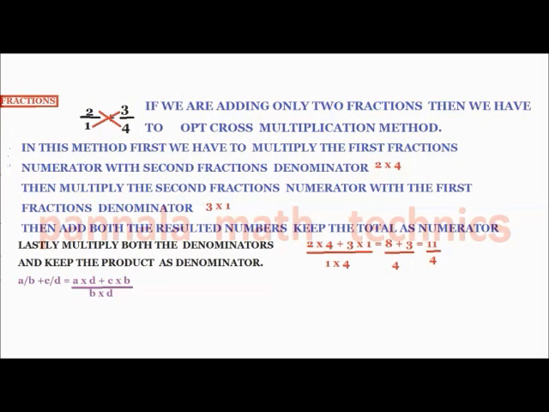In this method, first we have to multiply the first fraction's numerator with the second fraction's denominator, that is 2 into 4. Then multiply the second fraction's numerator with the first fraction's denominator, that is 3 into 1. Then keep the total of both the resulting numbers as the numerator. 2 into 4 plus 3 into 1 becomes 8 plus 3, that is equal to 11. And now the denominator part: multiplication of both the denominators, 1 into 4, that becomes 4. So the answer is 11 by 4.